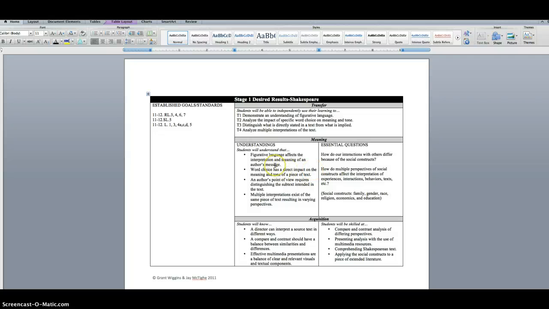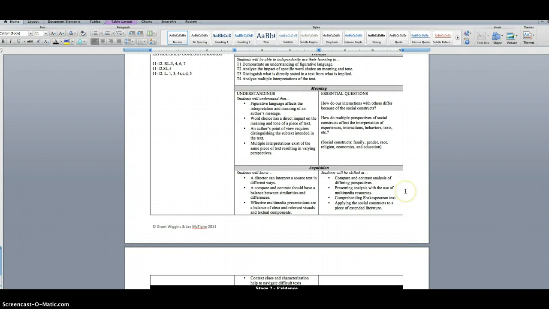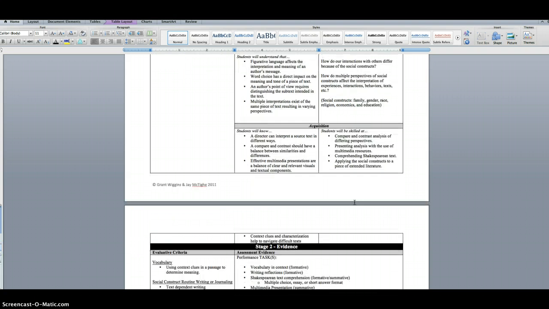So along the left-hand side are those understandings that students will come to as a result of having studied these essential questions. Acquisition, this is the skill acquisition that will take place during the course of this unit. Students will be skilled at compare and contrast analysis, presenting analysis with the use of multimedia, comprehending Shakespearean text, and then applying social constructs to a piece of extant literature. These are those things that students will need to know in order to be skilled at what I've just read.